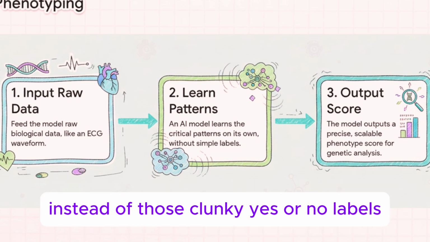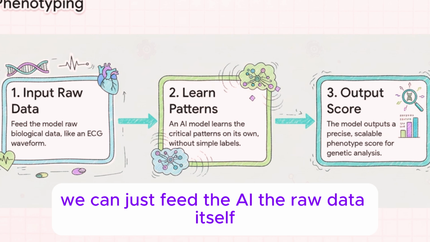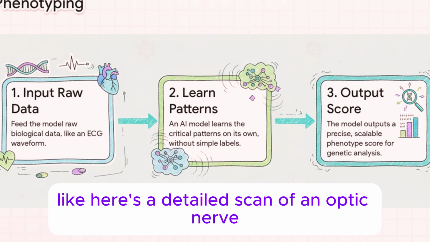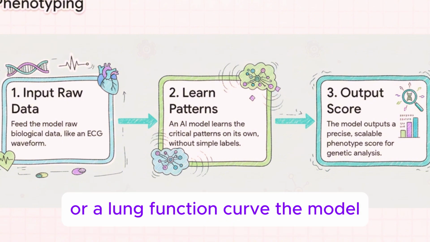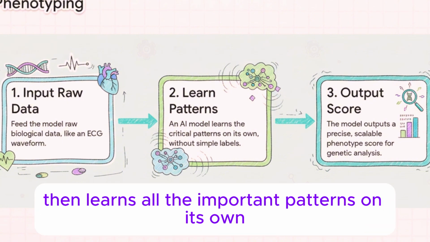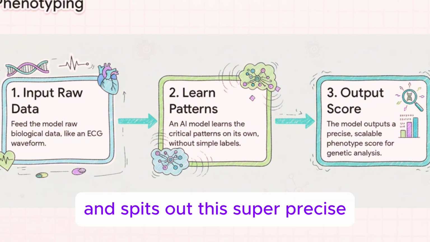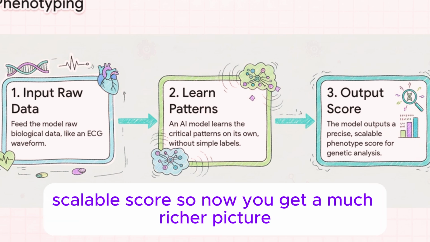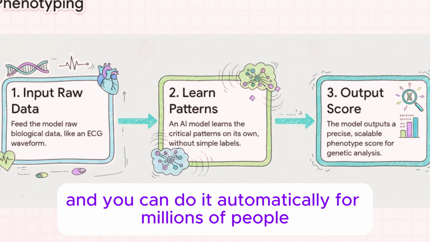Instead of those clunky yes or no labels, we can just feed the AI the raw data itself, like here's a detailed scan of an optic nerve or a lung function curve. The model then learns all the important patterns on its own and spits out this super precise, scalable score. So now you get a much richer picture, and you can do it automatically for millions of people.